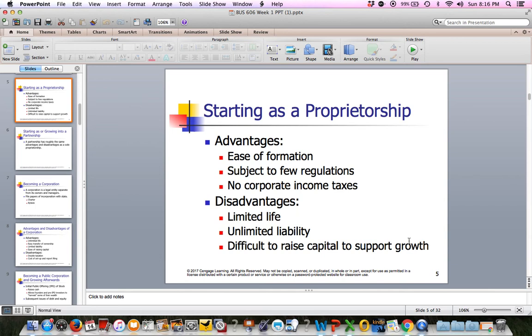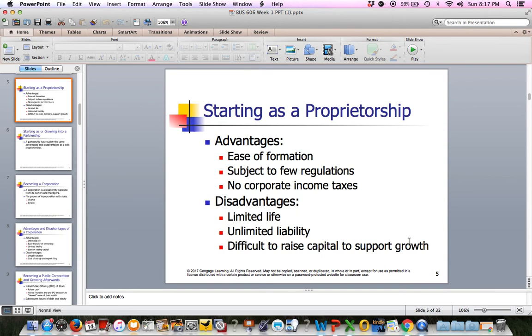to repay the bank loan. So quite often for a sole proprietor or partner to obtain a bank loan, what they'll have to do is personally guarantee the debt with the bank before the bank will grant the loan. That's a very common thing. So you're putting your personal assets at risk in order to get the loan for your business. And also the difficulty to raise capital to support growth. And we'll talk about that when we get into the corporate form.